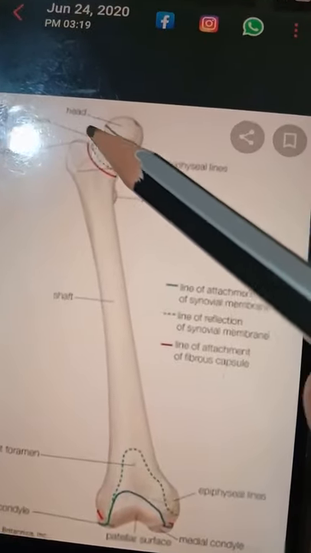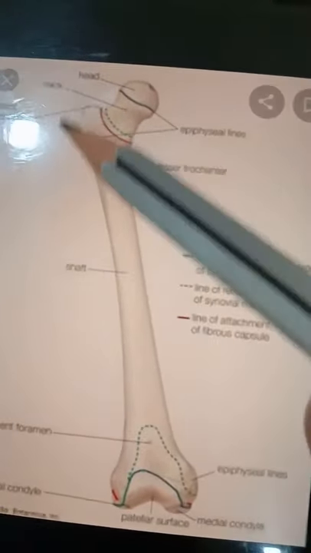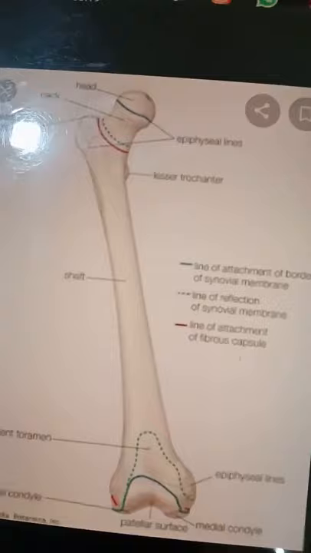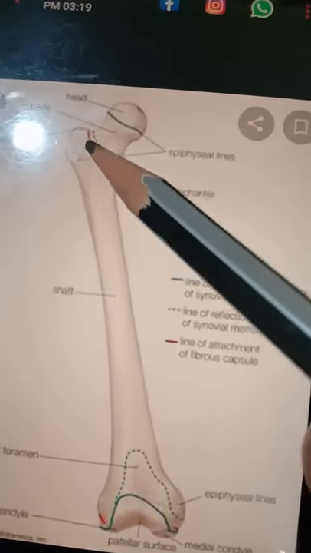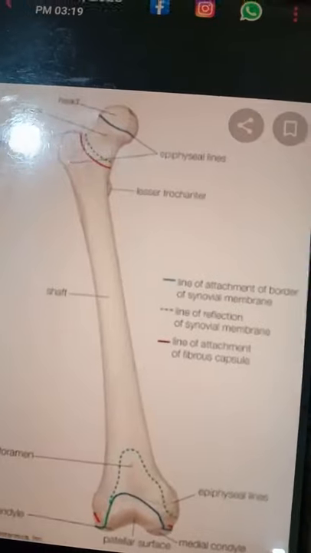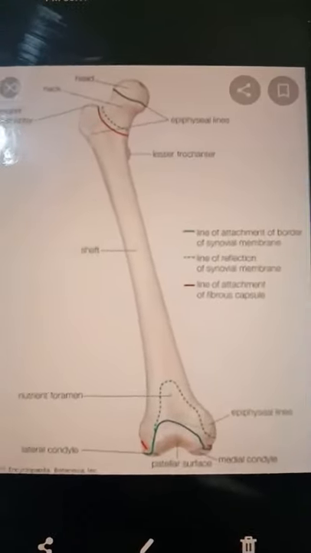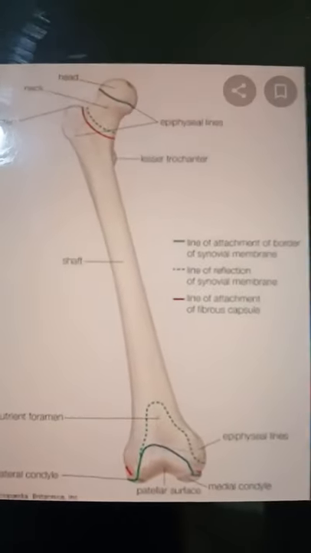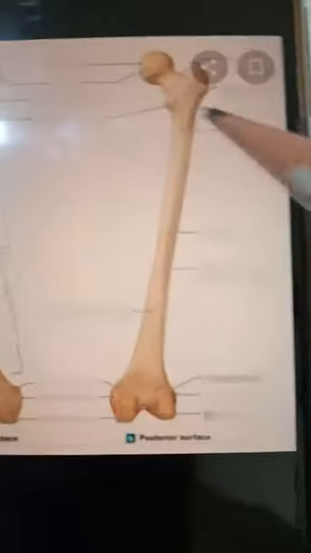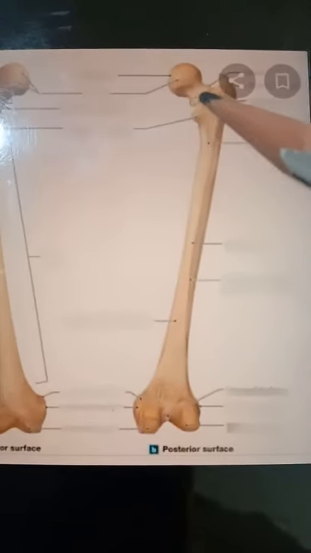So here, then that is the lateral surface. The lateral surface is crossed by the oblique line or ridge, which is directed downwards and forwards. After that, let's see, that is the lesser trochanter. So this one, the lesser trochanter, or in another diagram, you can see this is the lesser trochanter.